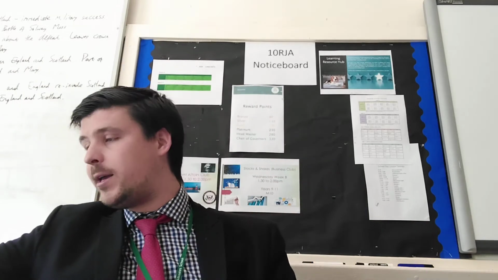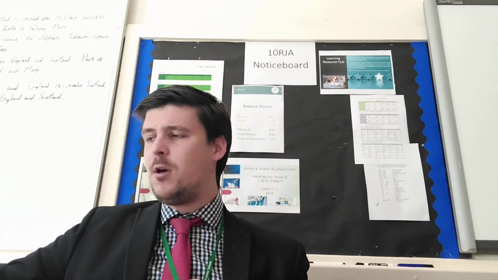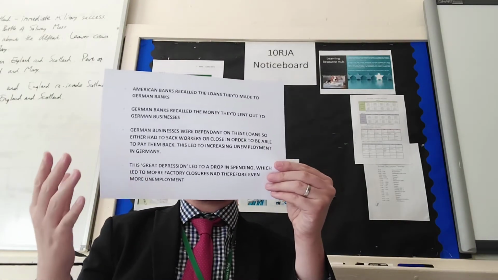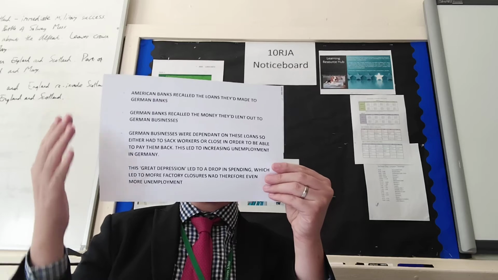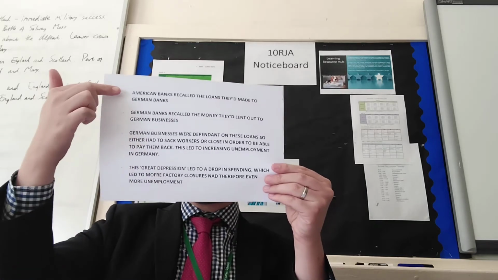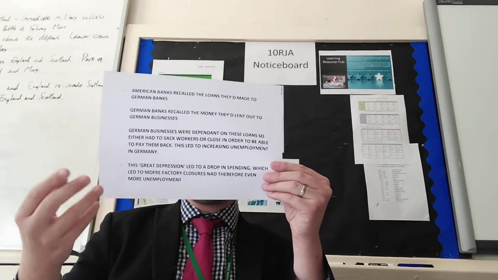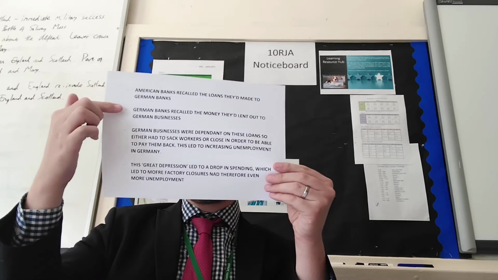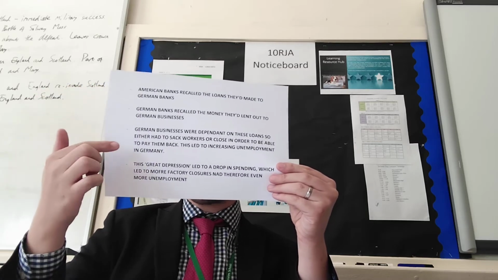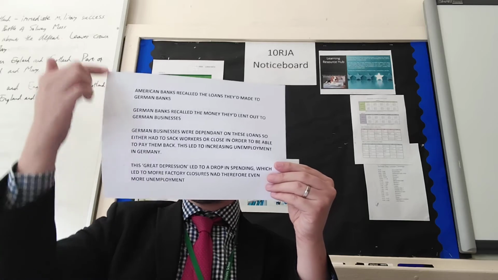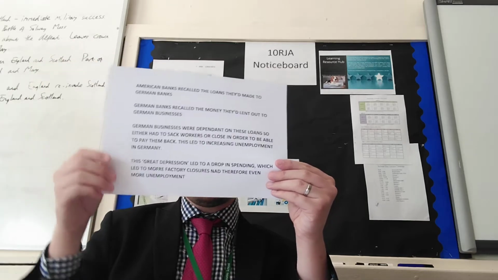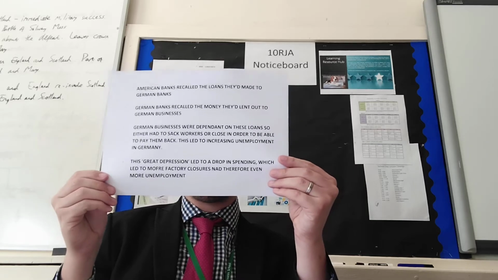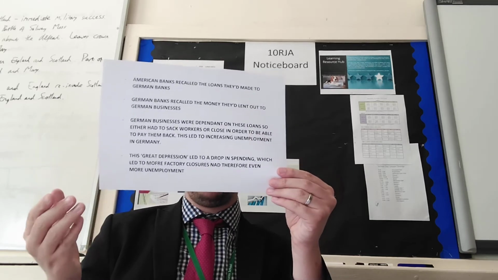And here's why. It's a little bit complicated, so I've tried to put it down in black and white. So American banks recalled the loans they'd made to the German banks. German banks, because they have to pay this money back, recalled money that they'd lent out to German businesses. So the Americans had lent money to the German banks, and the German banks had lent money to the German businesses. So now you get a repayment. So the German businesses were dependent on these loans. This money that they borrowed, they needed it.